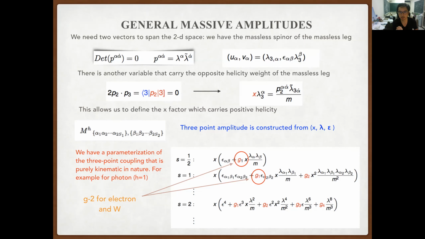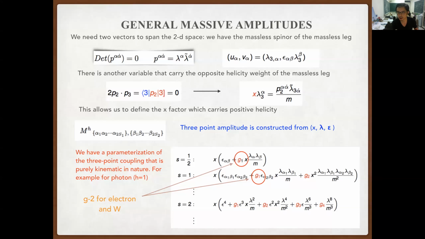Now we have one direction, and the other direction will be orthogonal to that, which just means that we need to introduce the Levi-Civita tensor. Now, importantly, the main character in this story is that because of the degenerate kinematics, lambda 3 here is actually proportional to lambda 3 tilde. And so we're going to define this x as the proportionality factor.